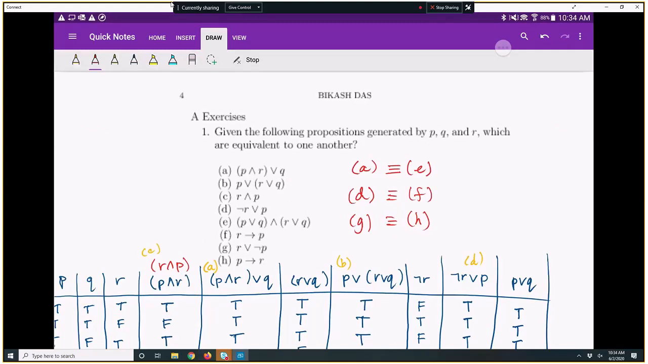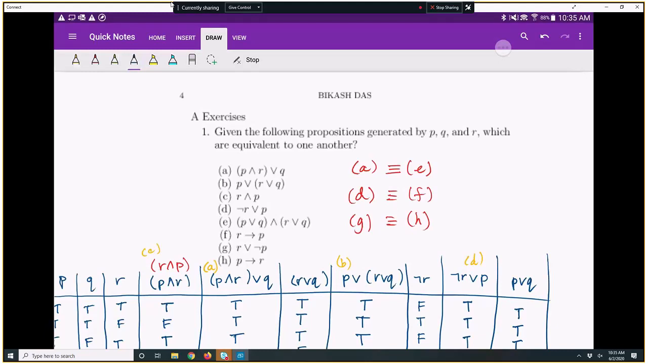Now let's look at these expressions. So A and E are P and R, or Q. That's equivalent to P or Q and R or Q. So this is the distribution of the disjunction or over the conjunction and. You can see I have P or Q and R or Q. And that's exactly what I have there in E. So that's always going to be logically equivalent.